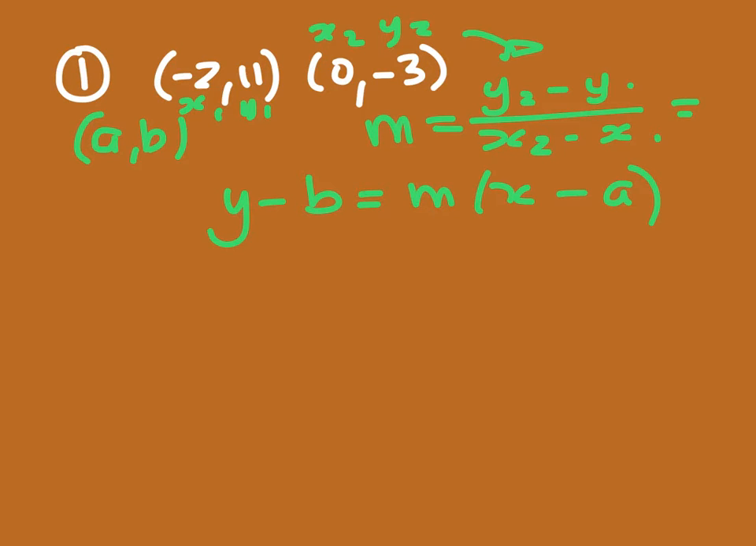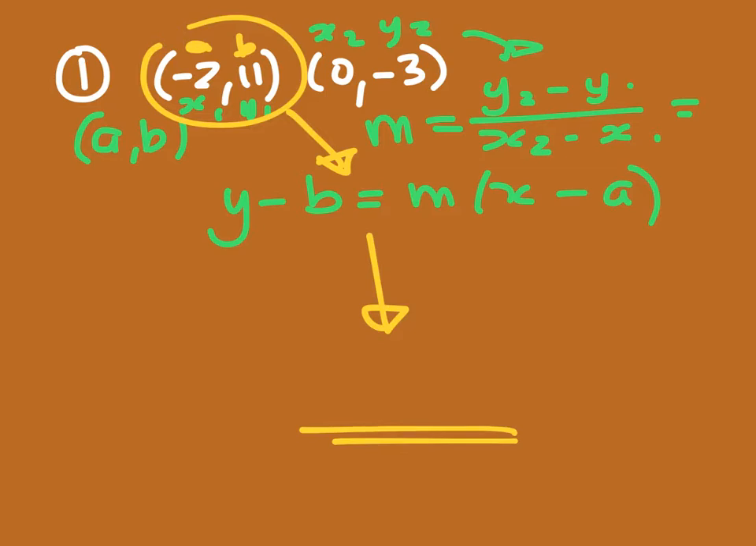Similarly, if we use this point as (a, b), I can then plug this point in as well for a and b, work it through, and we can get the equation of the straight line.